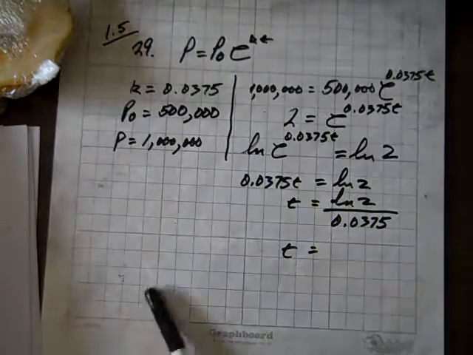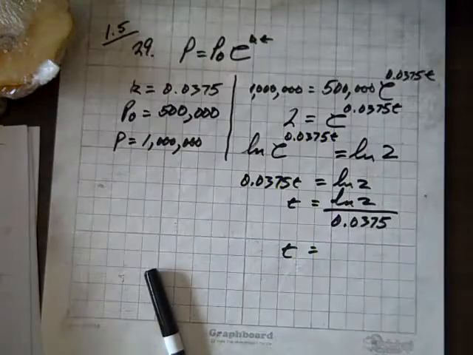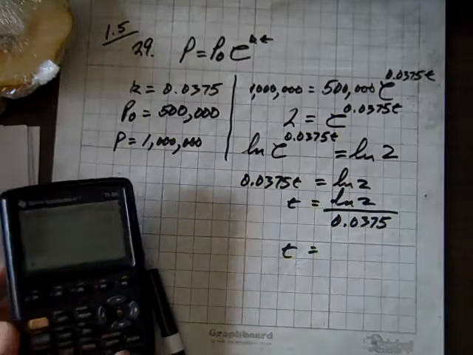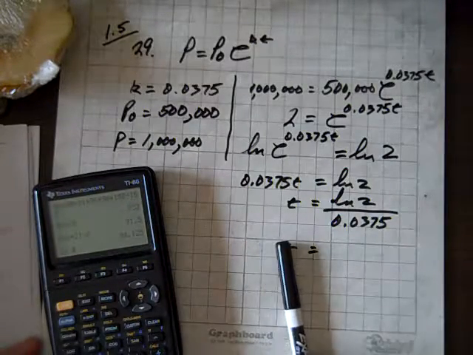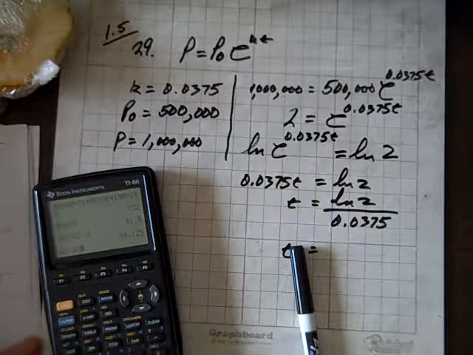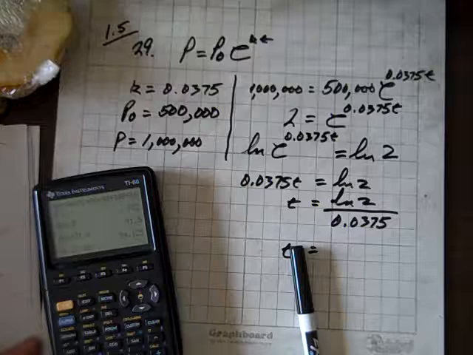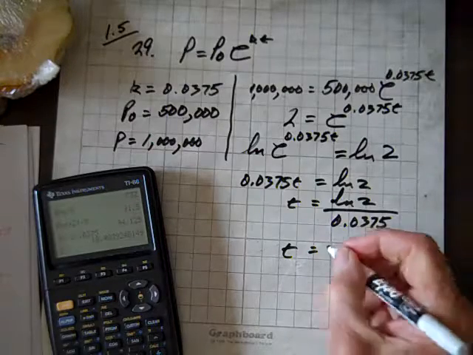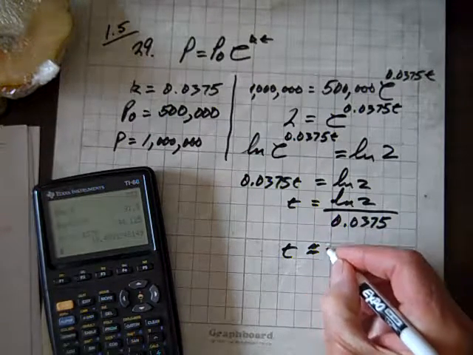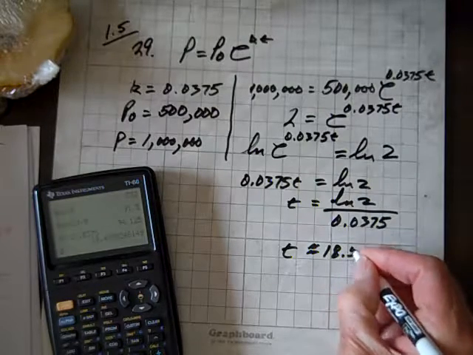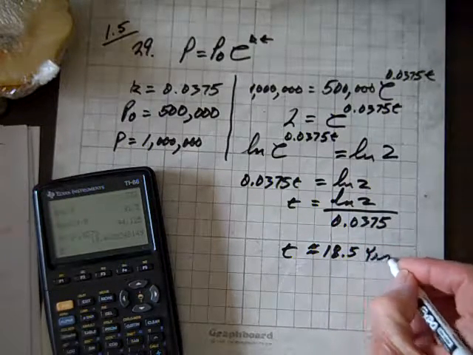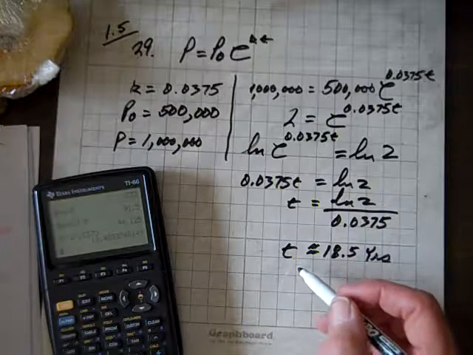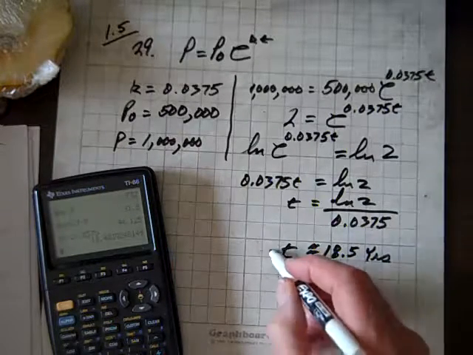And so let's take a calculator. This is what calculators are for, dealing with things like this. So I've got ln of 2 divided by 0.0375, and let's enter that and see what we get back. And it equals approximately 18.5 years. And let's see, do we need a unit for that? No. So that's good. We've got it.